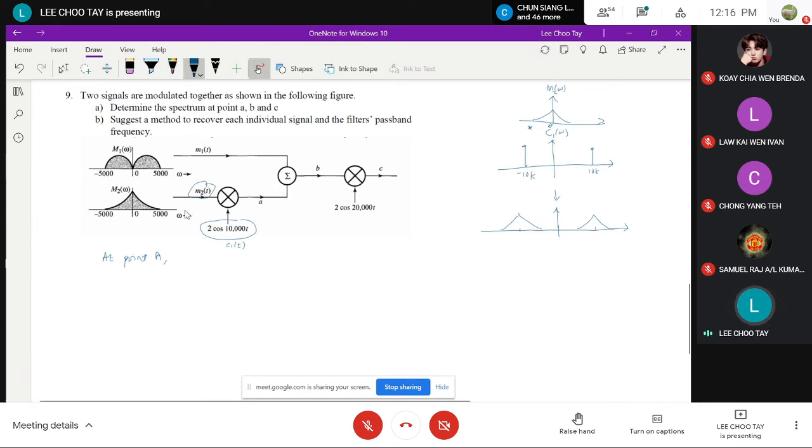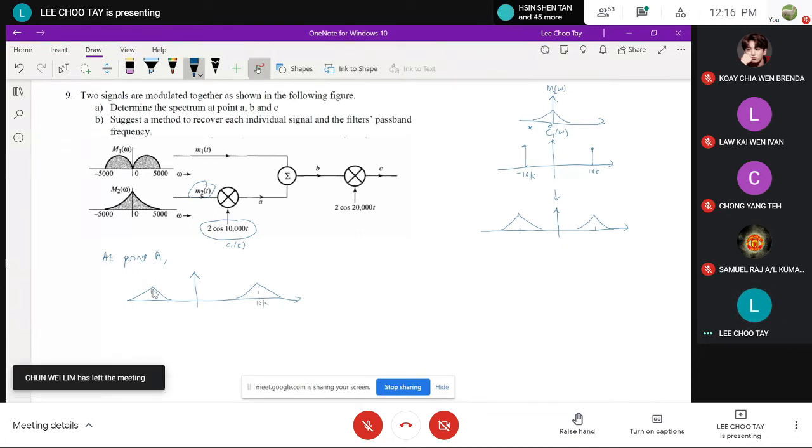This is what I have here, so let me draw. This is what happened at point A. Not to scale, but never mind. This is 10,000 and this is minus 10,000. Again, this is in omega. They're actually well spaced out. This is at point A.